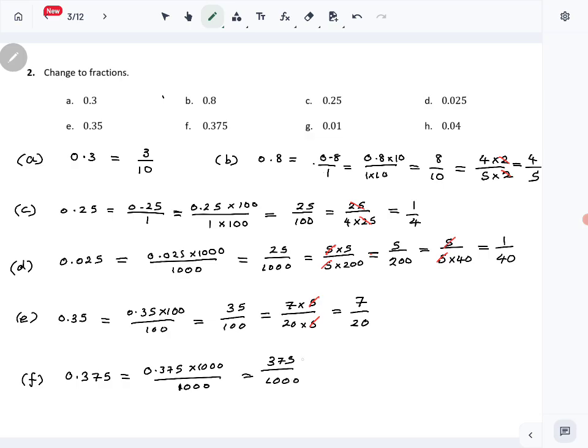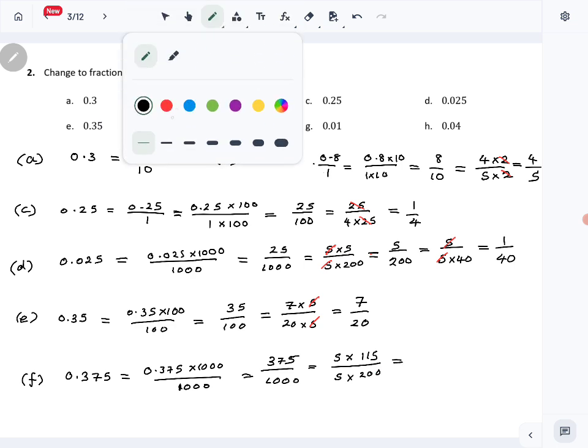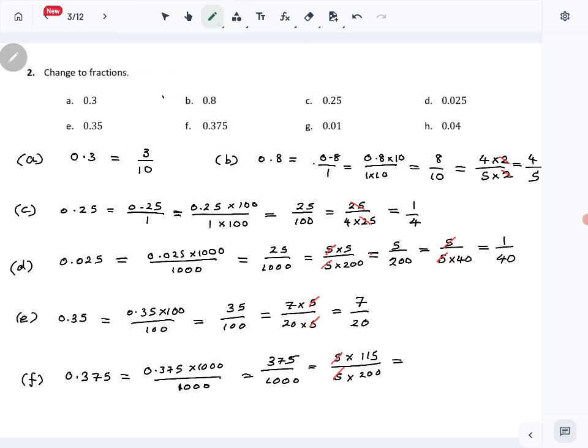Right. Let's try to simplify this. So we can do what? As right as multiples of 5. So using the calculator, find 375 over 5. So that will give you what? 115, right? Then 1000 can be written as 5 into 200. Now I can cancel 5s, right? So I am left with 115 over 200.